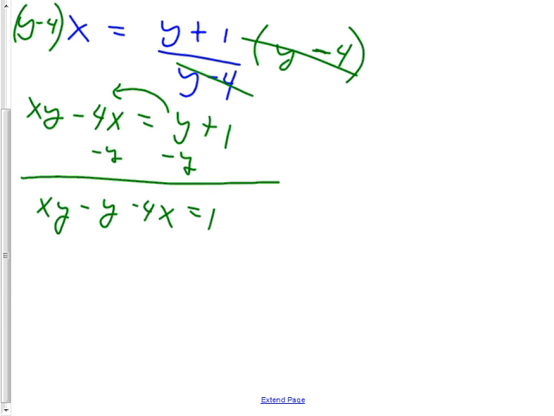And now I have to get the y's clumped together, so I really don't need these x's over here at all. Get them over there. xy minus y equals positive 4x plus 1. How many of you got it that far? Cool. Anybody stumped right here? Usually there's a few people. Okay, who's got it? What do I do? Yes, sir.